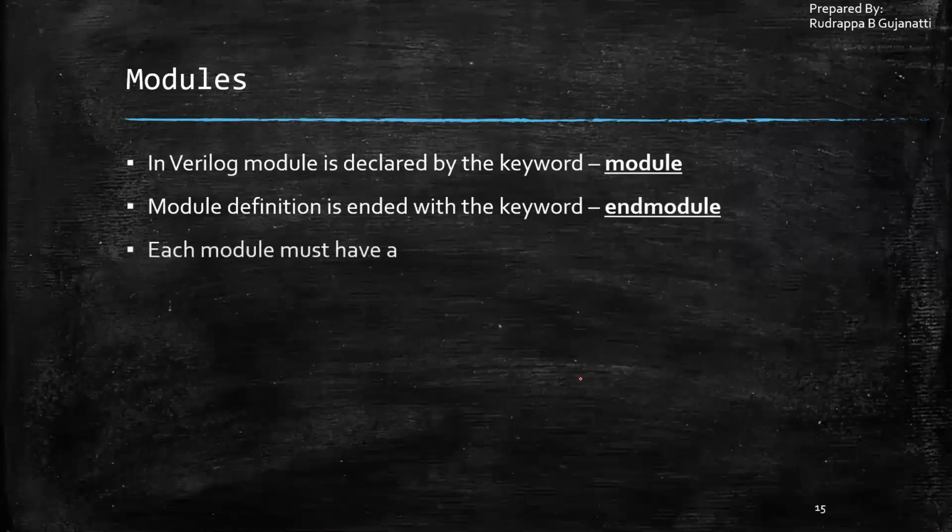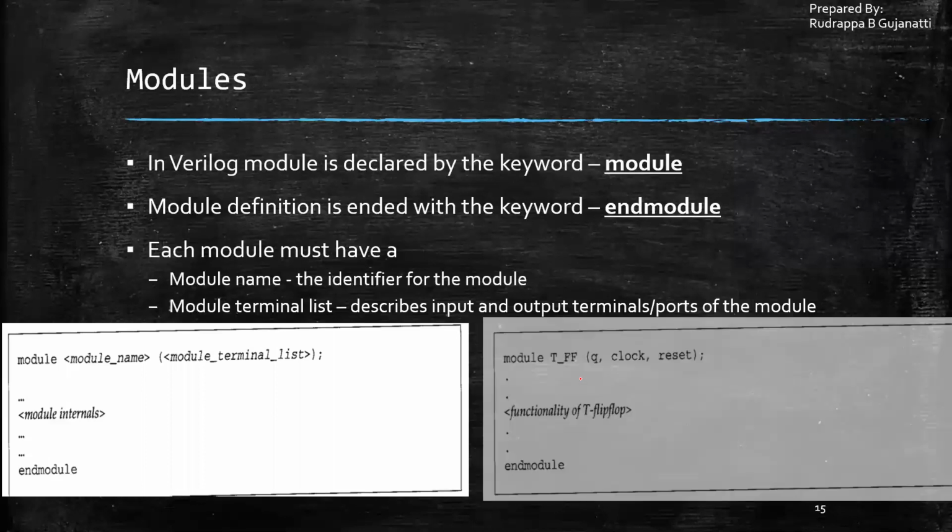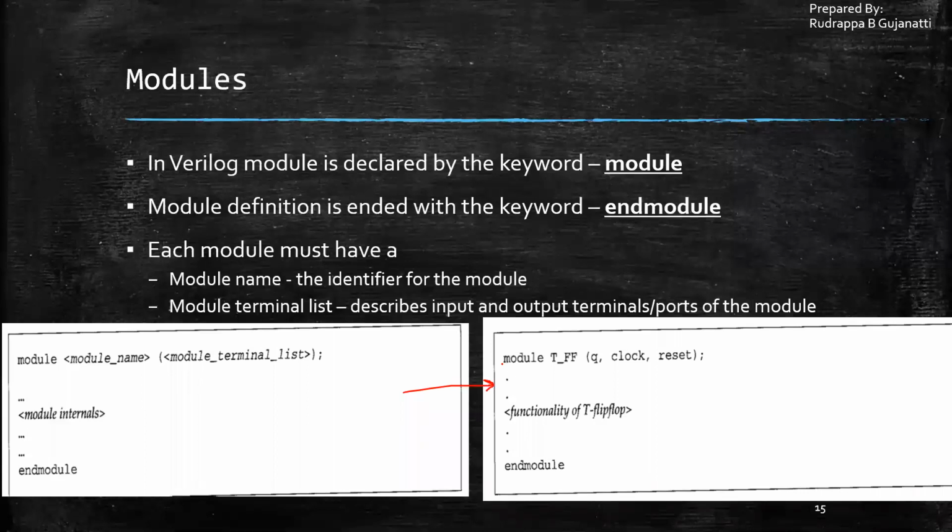Next, in continuation, let us see another example here. Here you can just see the comparison we have provided. Module is a keyword, which gives us the information that the module has started. Then after that, what is the name of the module? The module name in this case is T_FF, that is the T flip-flop. This is the T flip-flop module. And what is the terminal list required in this case? It is Q, clock, and reset. These are the terminal lists which are required, which are input, output, or inout.